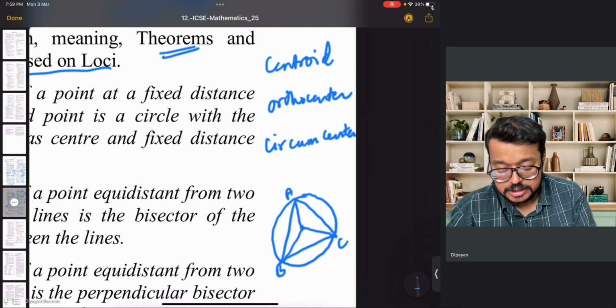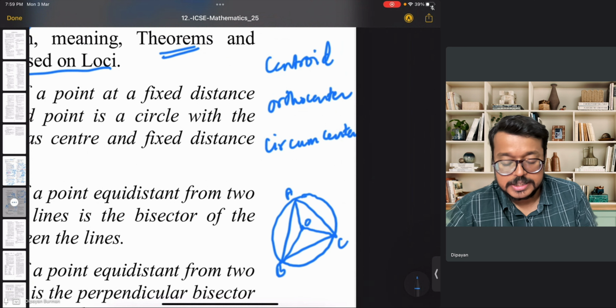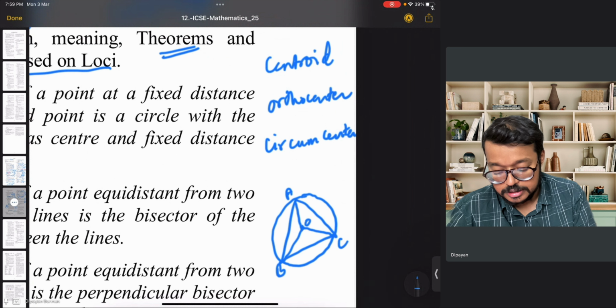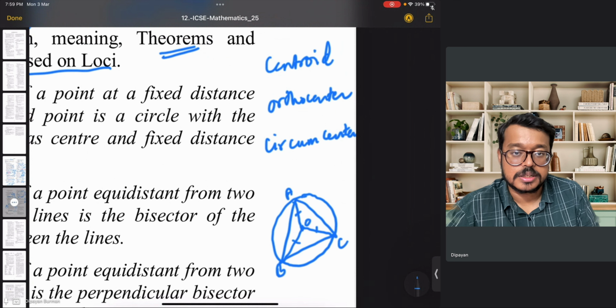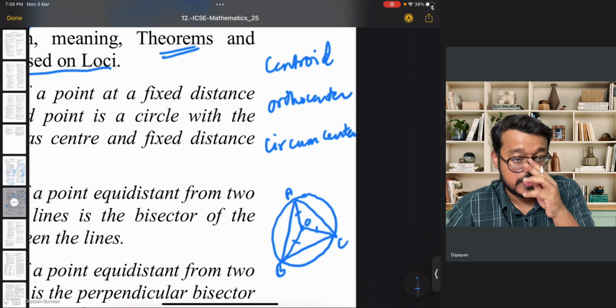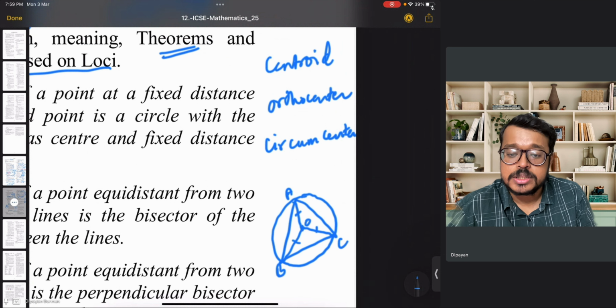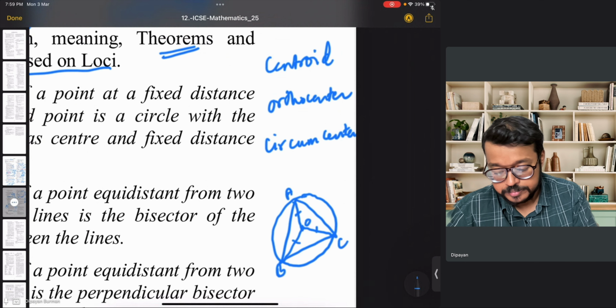Because in this circle, if this point is the center, then the distances OA, OB and OC are the radius of the circle, which are always equal. So if a question is like which point is equidistant from three vertices of a triangle, that is the circumcenter.